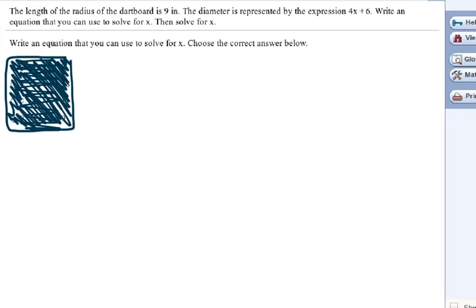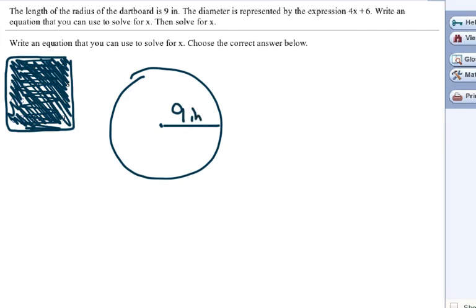Okay, so what I've done is I've covered up the choices because I want you to be able to come up with the equation without seeing the choices. So in this problem it says the length of the radius of the dartboard is 9 inches. So a dartboard is a circle, and the radius is 9 inches. It says the diameter is represented by the expression 4x plus 6. So I'm going to write D equals 4x plus 6. Write an equation you can use to solve for x.